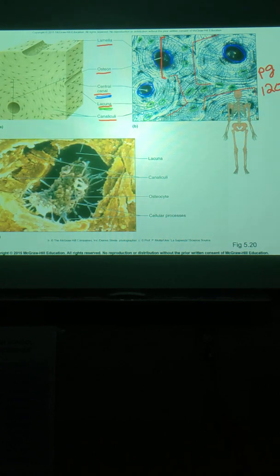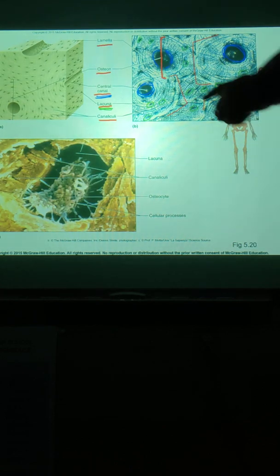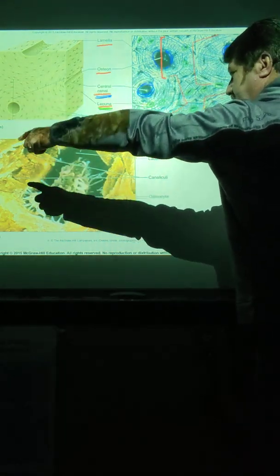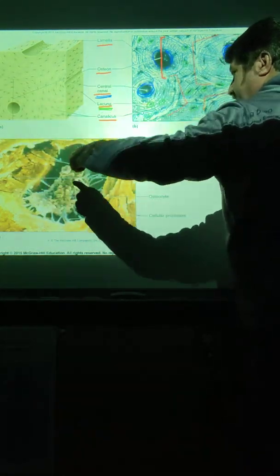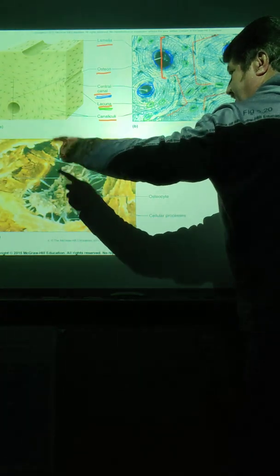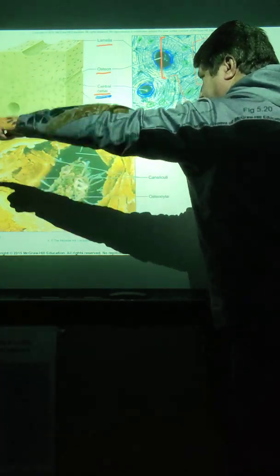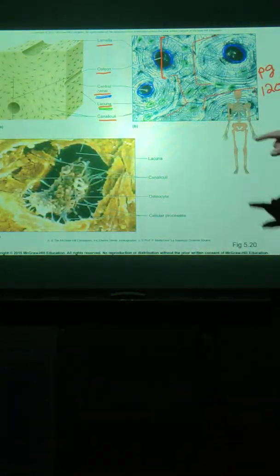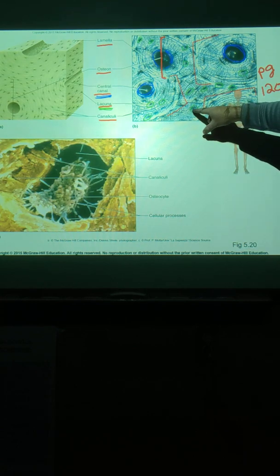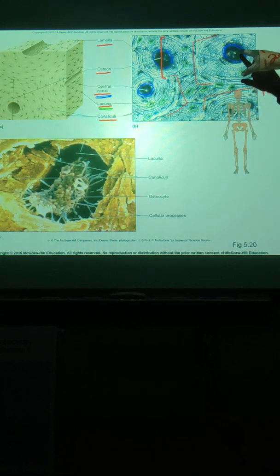And then you'll see these little dark lines that kind of look like veins here. Those are the canaliculi that are connecting this bone cell to another one that's over here. So this would be the lacunae, which is where the bone cell is actually found. This is the central canal or the haversian canal.